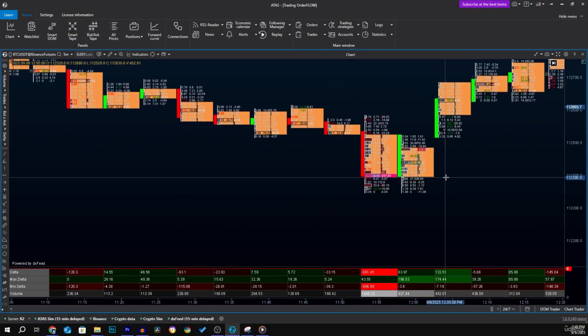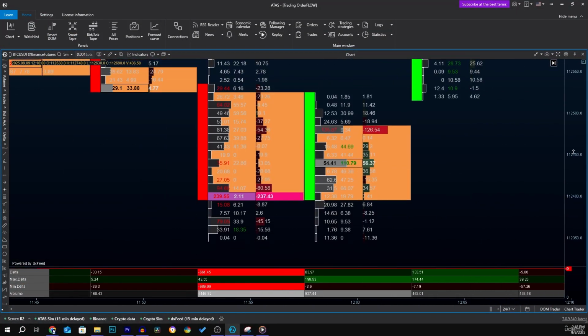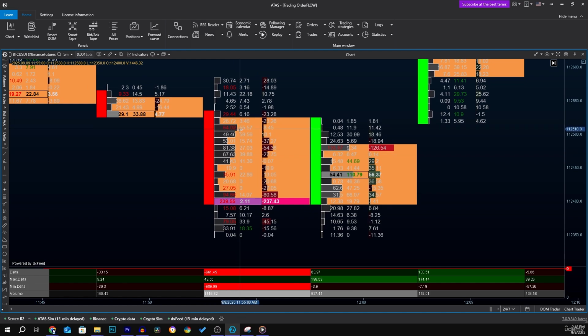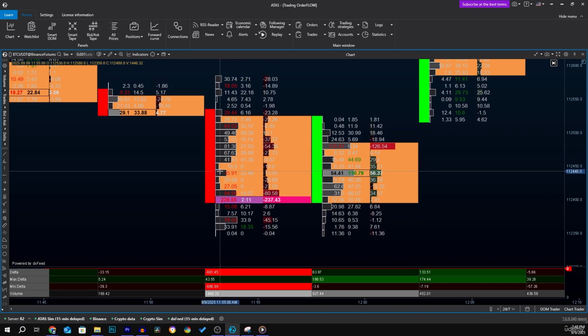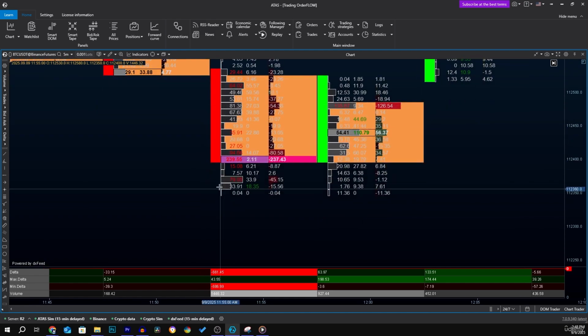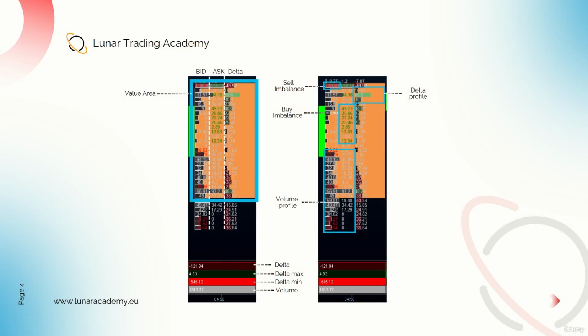And then we have the volume profile for the specific candle. The volume profile shows how the volumes were distributed through the specific candle. So this is the footprint and the aspects we monitor.